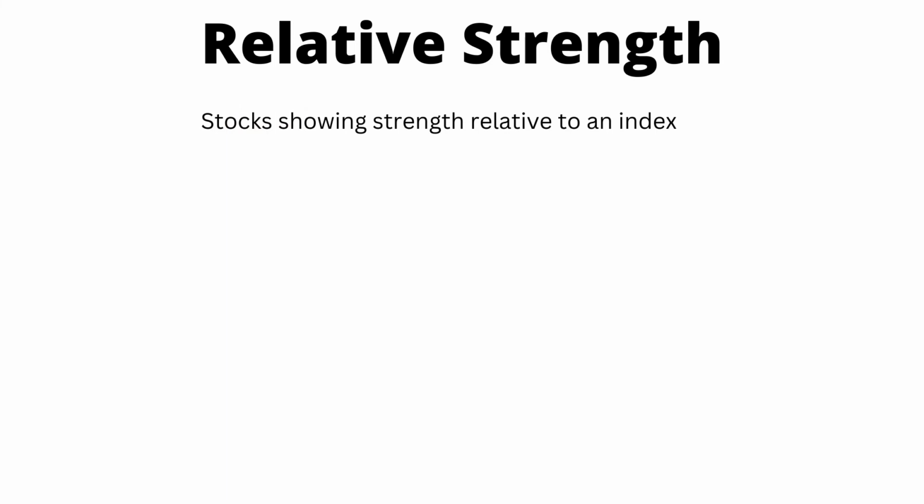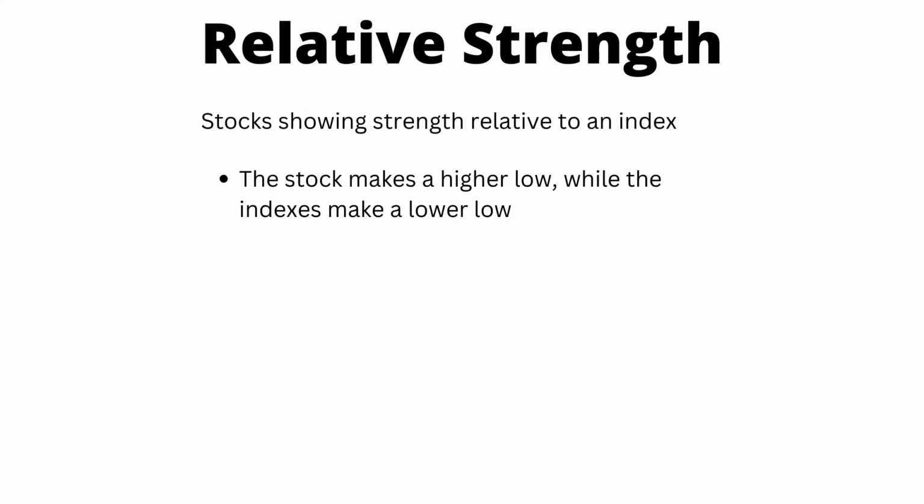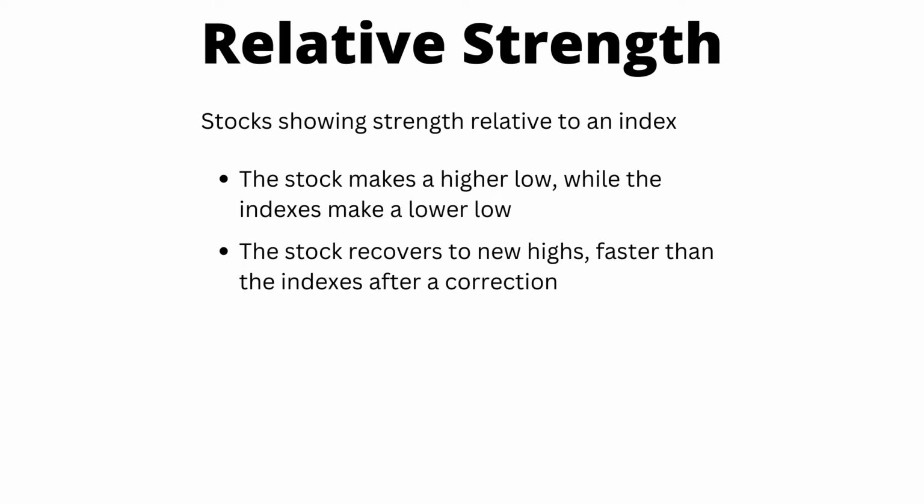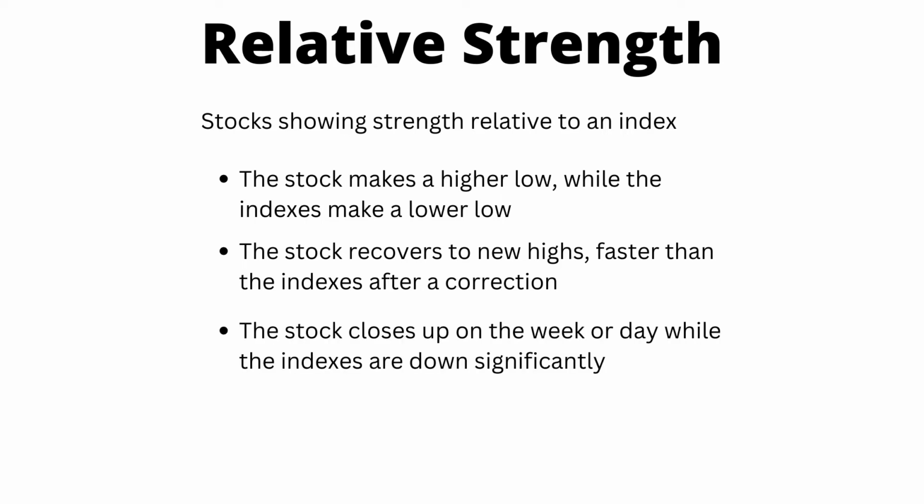Stocks can display relative strength in multiple ways, but these are the three main ways that I focus on. Number 1, the stock makes a higher low while the indexes make a lower low. Number 2, the stock recovers to new highs faster than the indexes after a correction. And number 3, the stock closes up on the week or the day while the indexes are down significantly. So let's go ahead now and take a look at some examples of each of these.